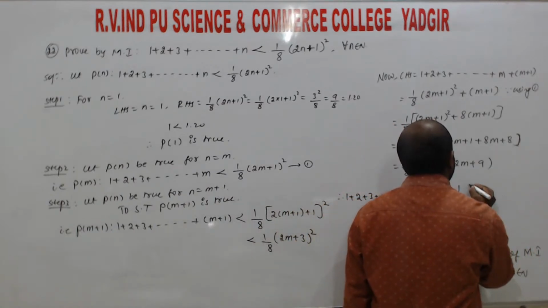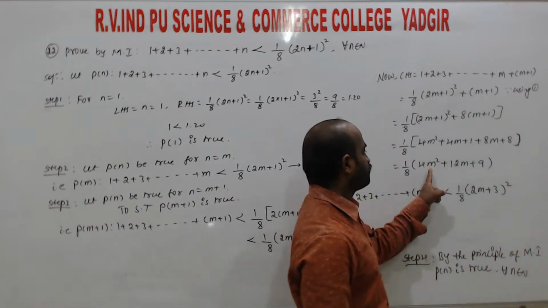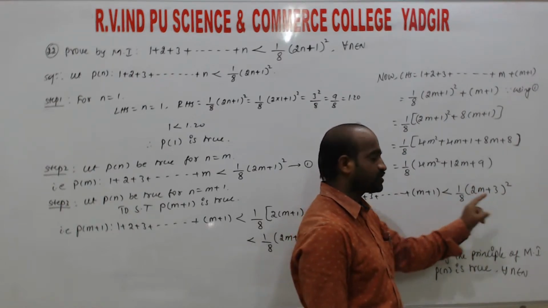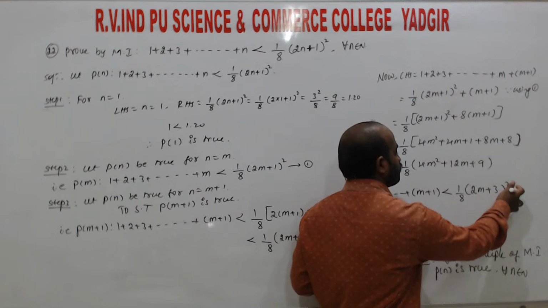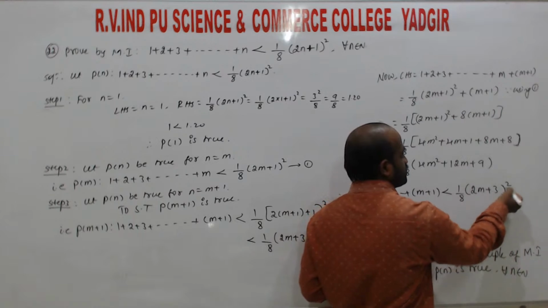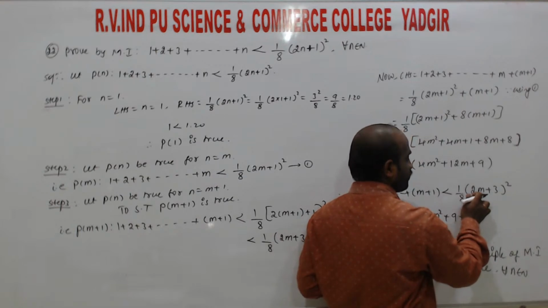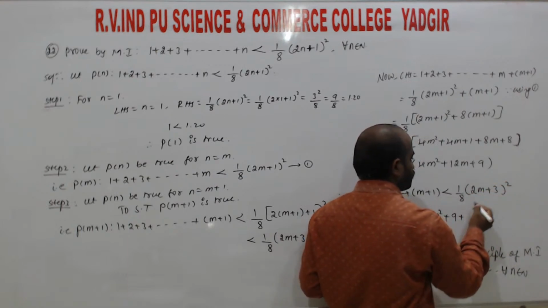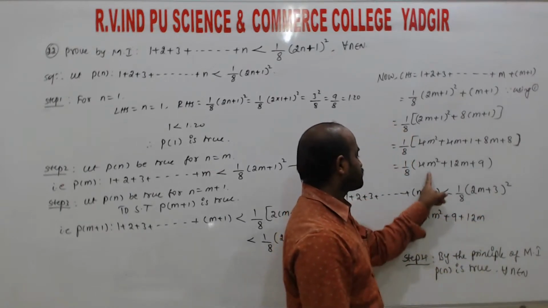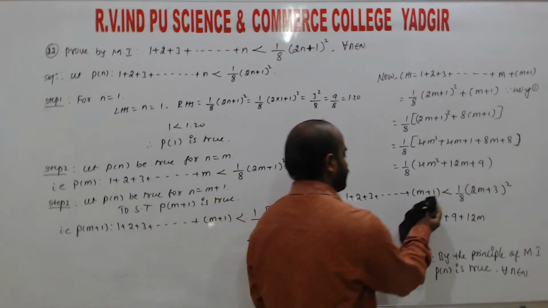Now 4m square plus 12m plus 9 can be written as (2m plus 3) whole square. Expanding this, 2m whole square is 4m square, plus 3 square which is 9, plus 2ab: 2 into 2 is 4m, 4m into 3 is 12m. So 4m square plus 12m plus 9 is (2m plus 3) whole square.